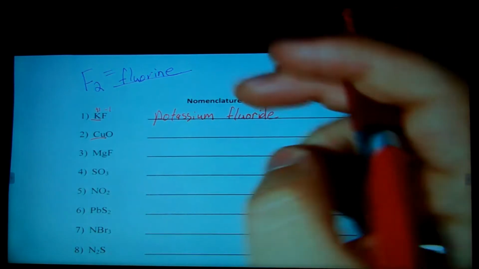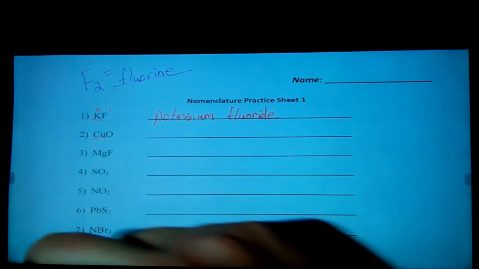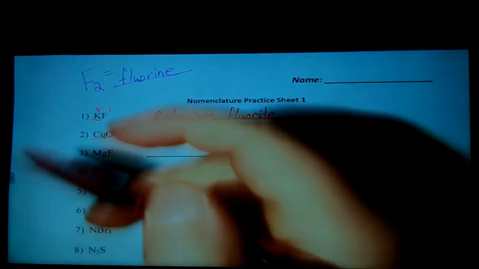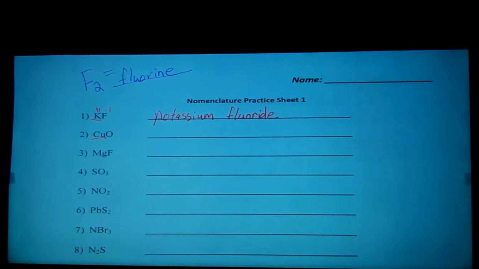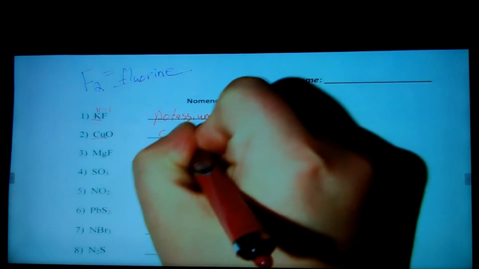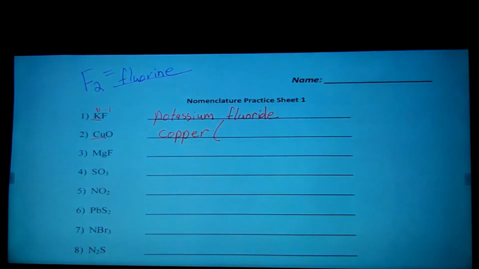We have it in the D block, which means it carries multiple different charges. So we have to use the stock system to name it. Whenever you're using the stock system, you write the element's name down, copper. In parentheses, we're going to put a Roman numeral to show the charge.